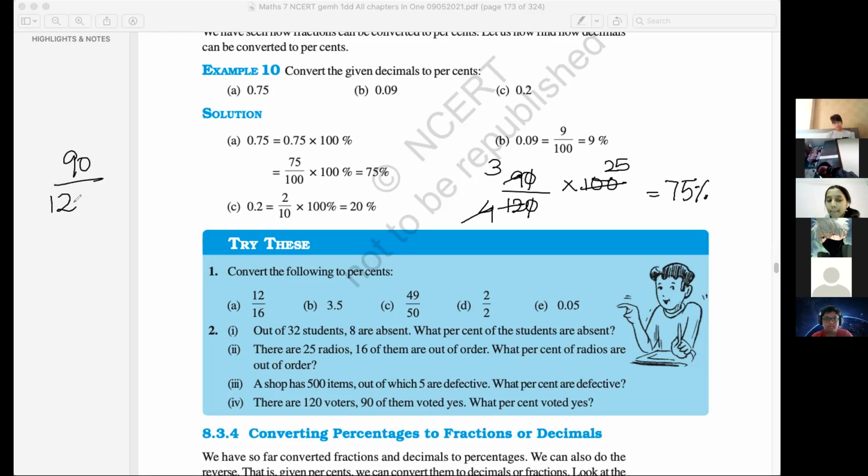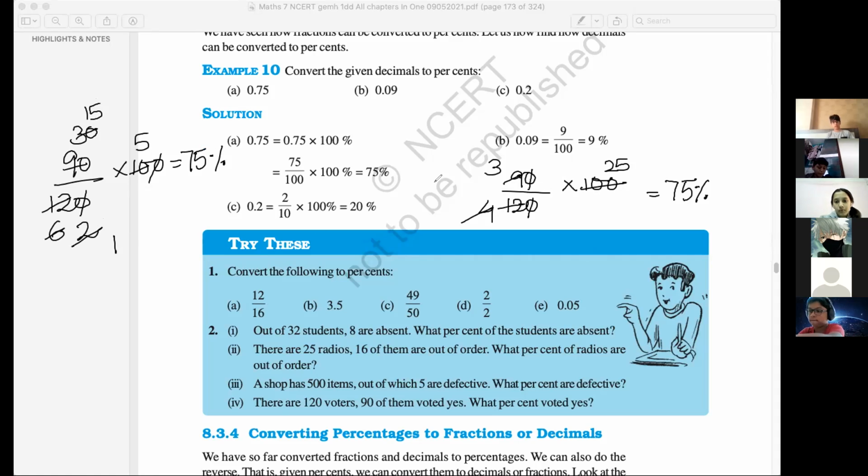Last time I did into 100. I cancelled this first. So I did 2 sixes are 12 and 2 fives are 10. Then 6 and 9 will go by 3. 3 twos are 6, 3 threes are 9 and 0. 30. 2 ones are 2 and 2 fifteens are 30. 15 into 5 is 75. Okay, understood, ma'am. So any method you do, you will get the same answer. Okay, can I erase it? Yes.